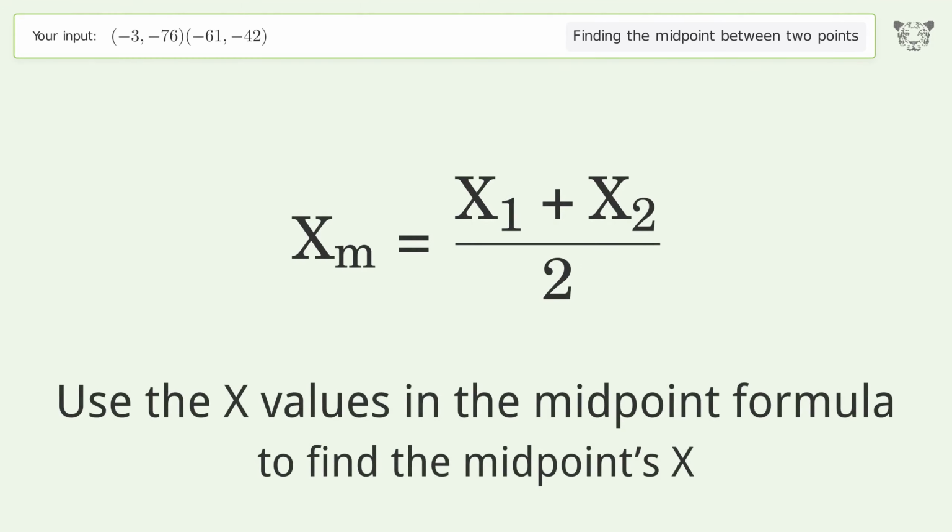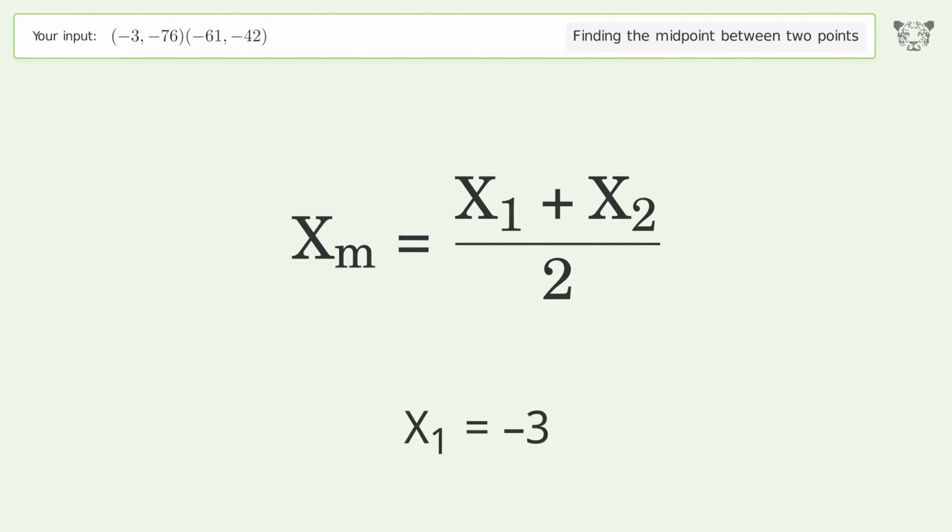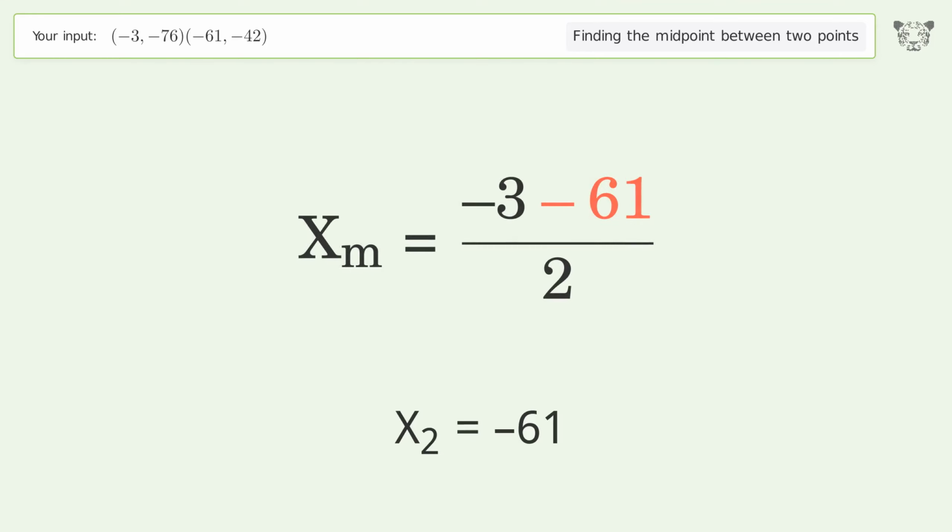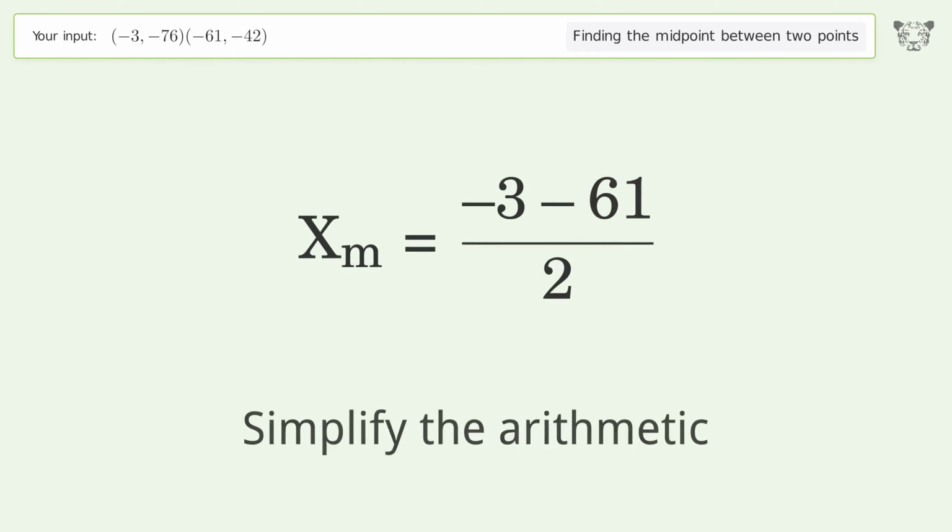Use the x values in the midpoint formula to find the midpoints x. x1 equals -3. x2 equals -61. Simplify the arithmetic.